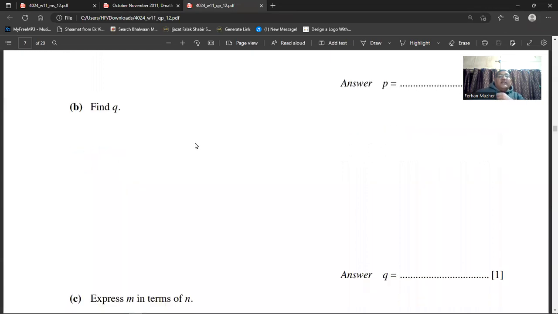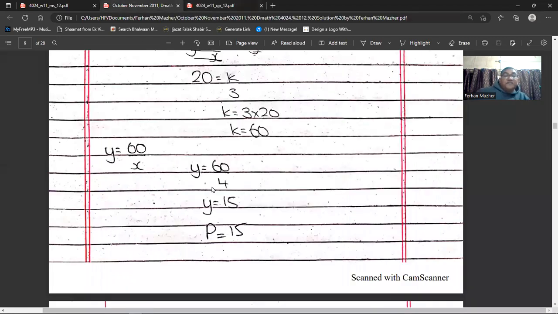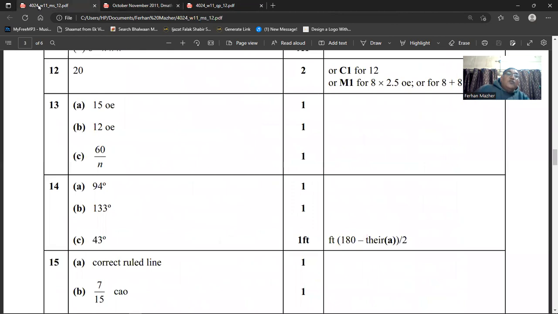Then the question is, find the value of the Q. That's a 1 mark question. The Q is X, and the Y for this is 5. So I will apply the formula. So Y is equal to 60 by X. The Y value is 5, so 5 is equals to 60 by X. So 5X is equals to 60. So X will be equals to 60 divided by 5, and X will be equals to 12. So the Q value will be 12. Okay, so our answer is right.